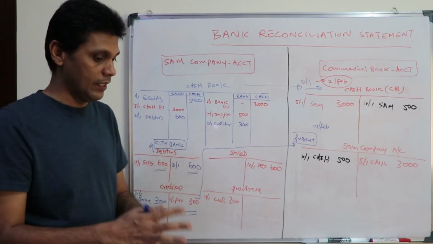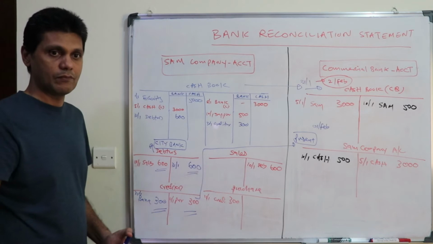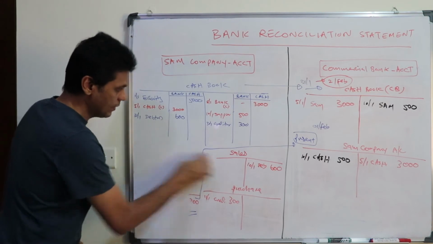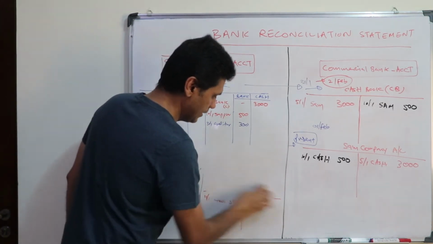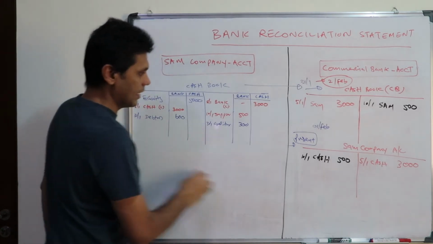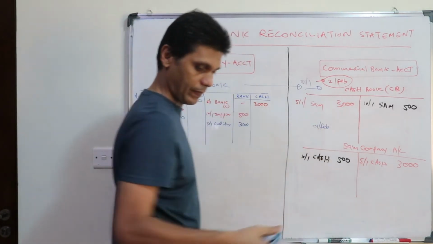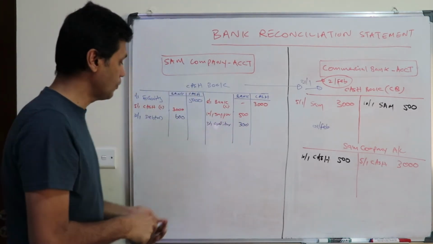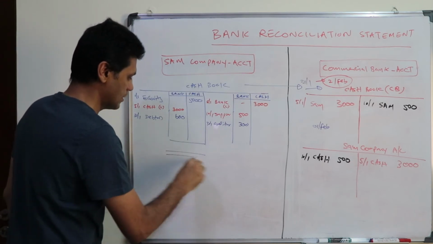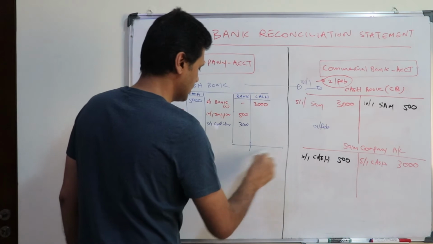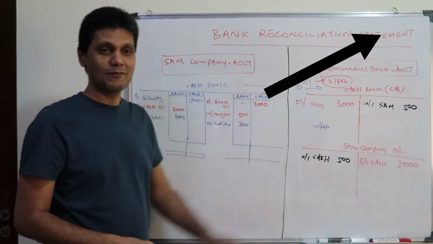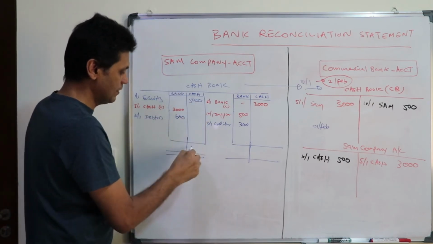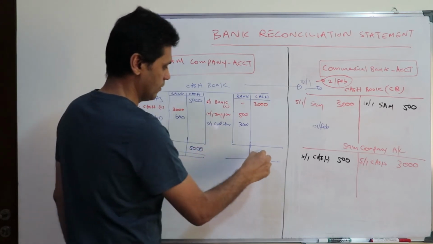You understand? Okay. Now let's assume you receive the bank statement. Before that, now we are at the end of the month, 31st January. What happens? The SAM company will balance this off. How do you balance this off? That also we discuss. If you want to see how to balance this accounts, there's a link above, you can go and check that video.